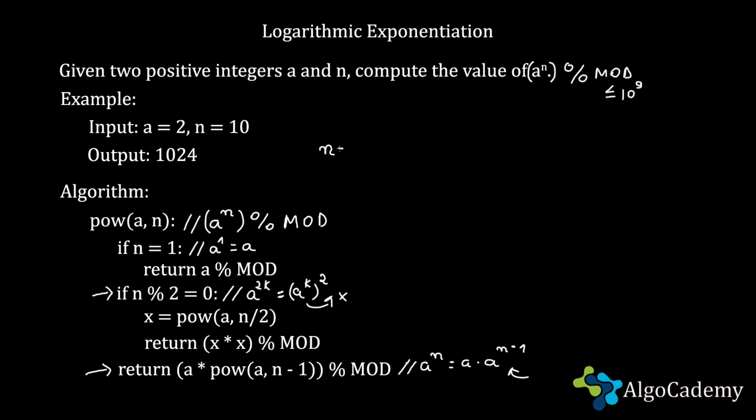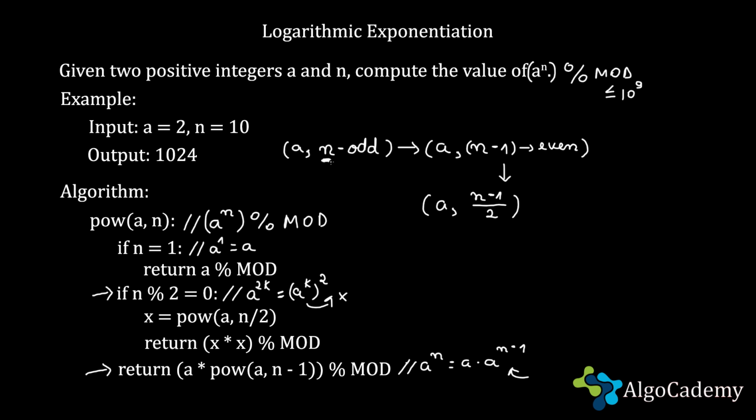If n is odd, so we have a function call, we call pow of a and n, where n is odd. Then what we know for sure is that the next function call will be for a and n minus 1. Am I right? And because n was odd, now n minus 1 will be for sure even. And what does this mean? Because n minus 1 is even, the next function call will be a and n minus 1 divided by 2, which we don't know if it is odd or even, but doesn't matter.